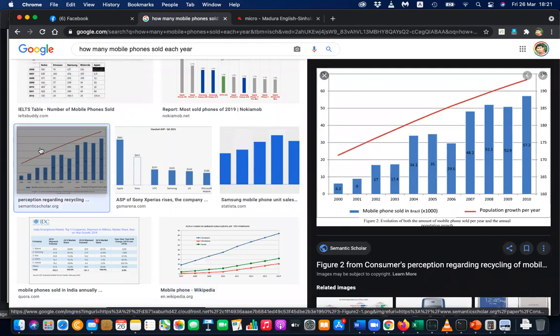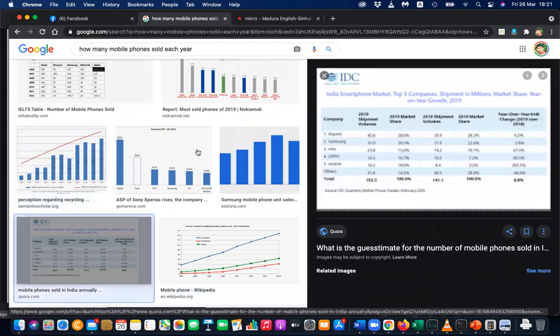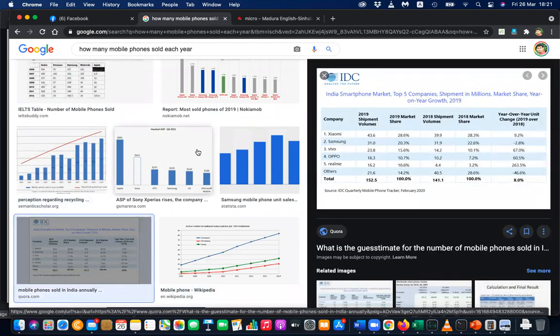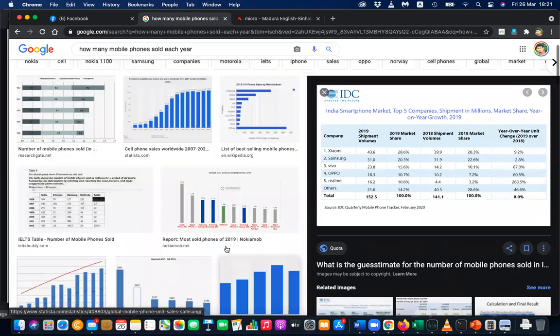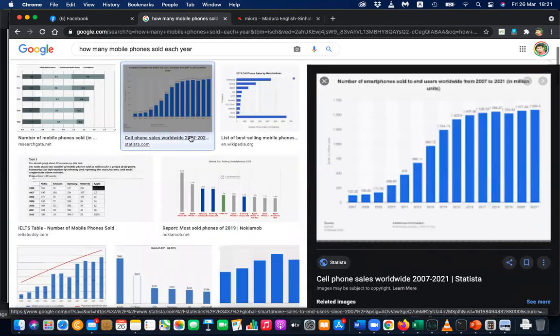This is by 2000. So do we have statistics by 2020? This one, it's also, yeah, 2021, you can see. Number of smartphones and end users worldwide by 2021.